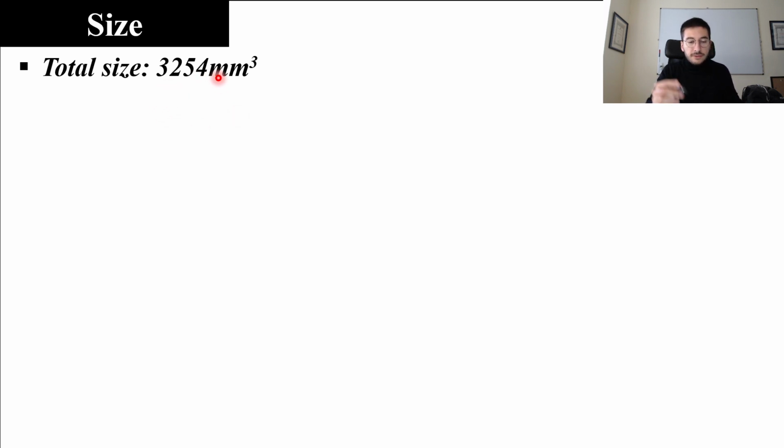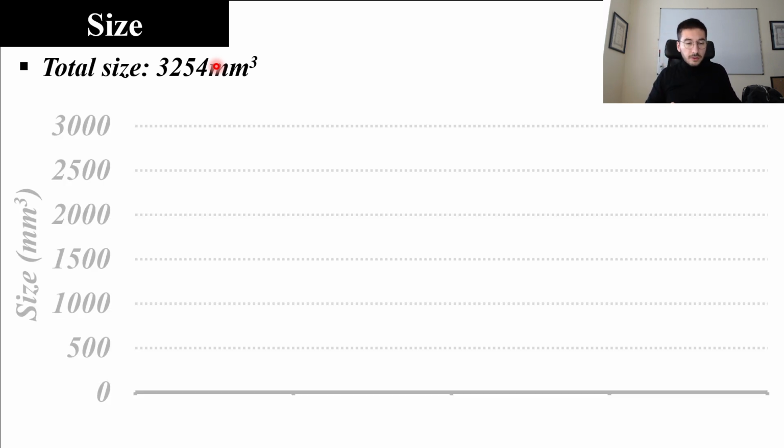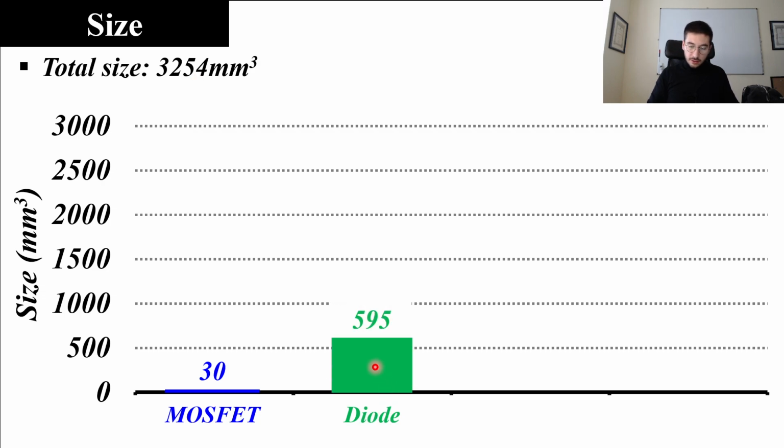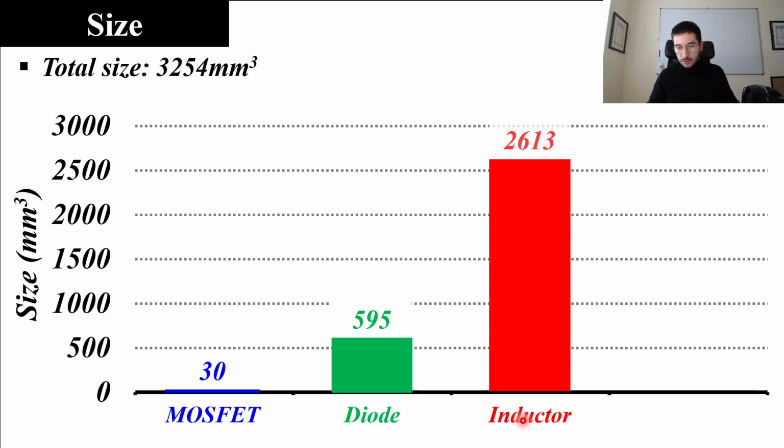So here you have the total size as a reference. As I say, it is the sum of the individual components, and let's see the contribution of each one. So first of all, we have the MOSFET. The contribution is negligible because it's very small in comparison to the total value. Then we have the diode. The contribution is higher, but it is not the main part of this value. And then we have the inductor. Here we have our main problem.